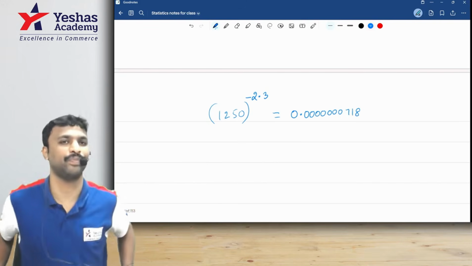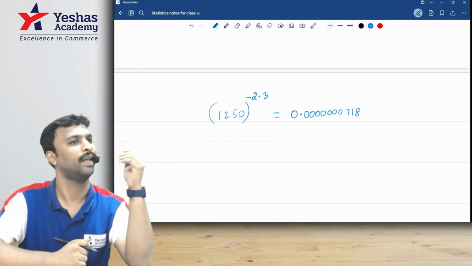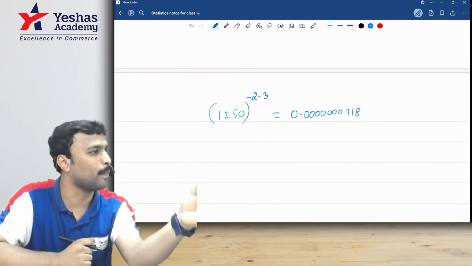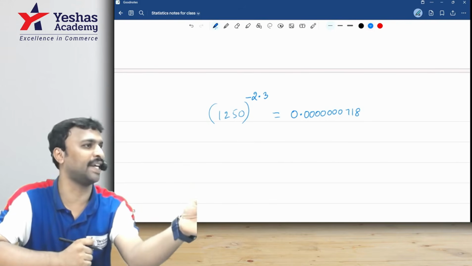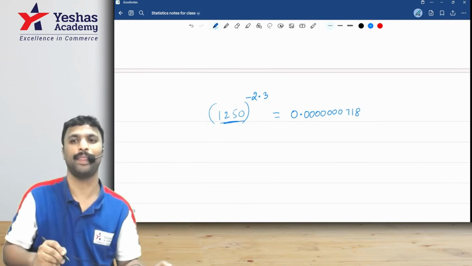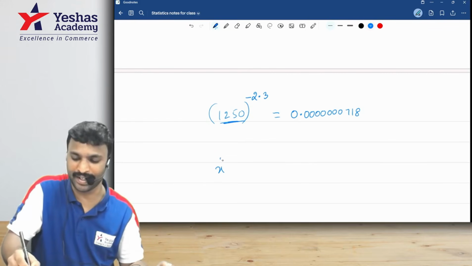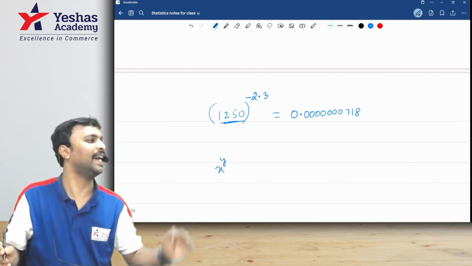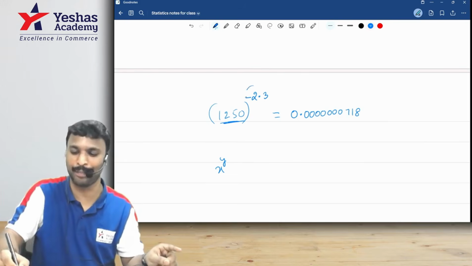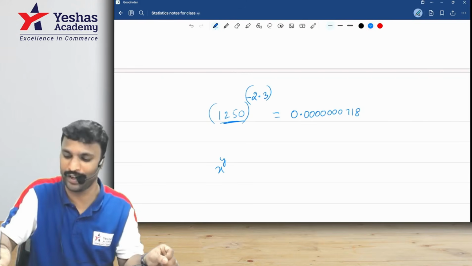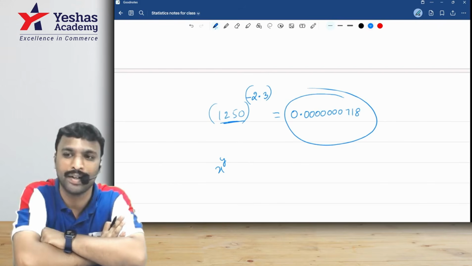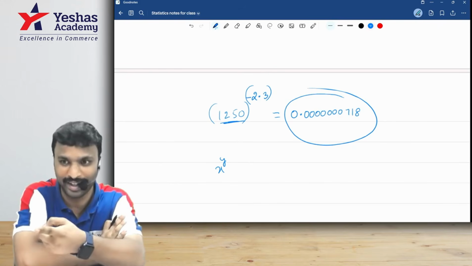Everyone understood? If you want, you can verify on your mobile. Go to the mobile calculator and type this number. There is a button called X power y. Press that and brackets will open. Type minus 2.3. It will display the same answer.